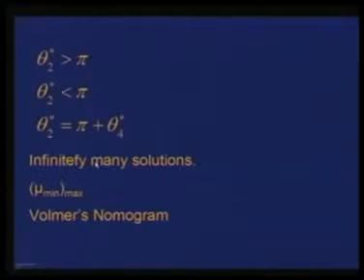In all these cases, what we have seen is that Earl's construction gives us infinitely many solutions. The optimum solution is that for which the minimum transmission angle mu min is maximized, and that design, which is parameterized by the angle beta in all our figures, can be obtained by using a nomogram known as Folmer's nomogram, which we have not discussed in this course.